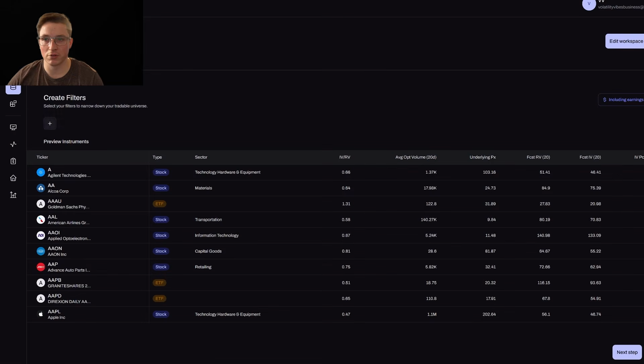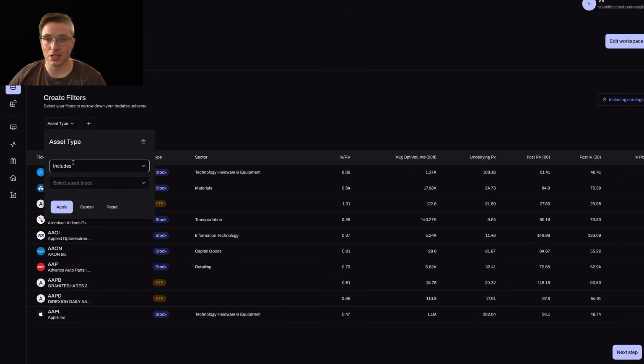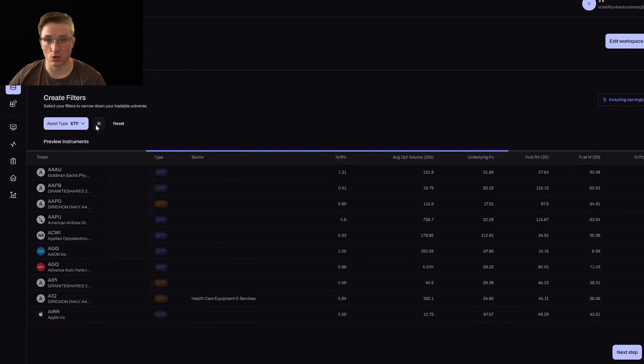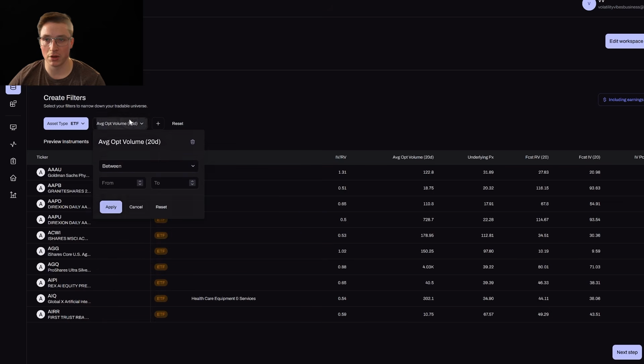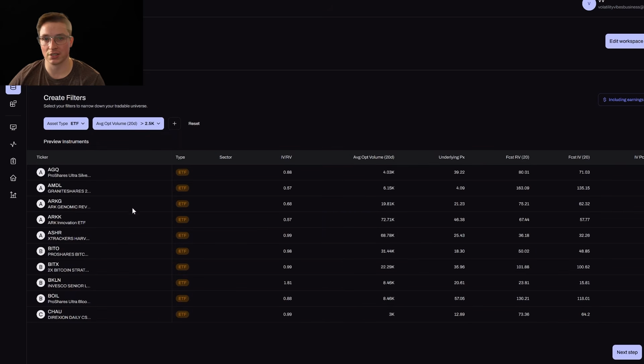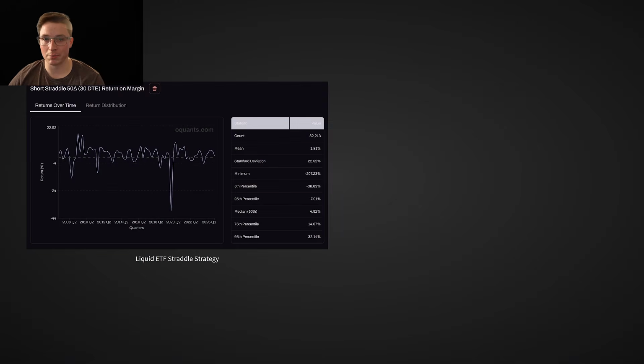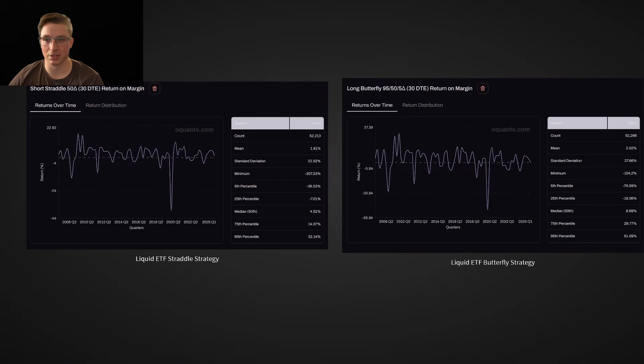First, we define a universe of liquid ETFs. So we apply the filter to only have ETFs and require an average 20-day option volume of at least 2,500 contracts. When we analyze the return distributions across this ETF universe, we find they resemble what we observed with SPY alone. Consistent mean returns around 2% for 30-day positions. So far, so good. But with better filtering, we can push those returns higher. This is where signal research comes in.